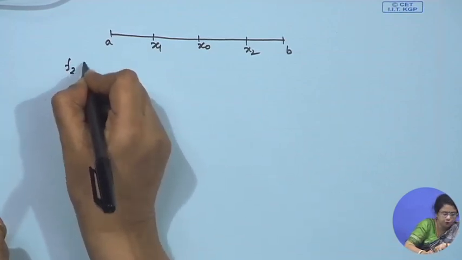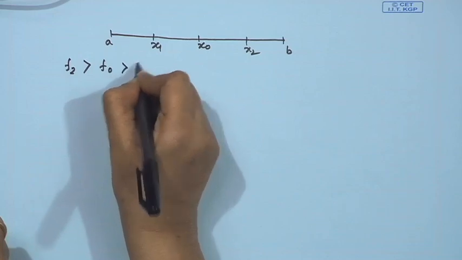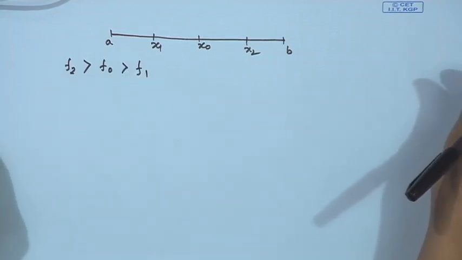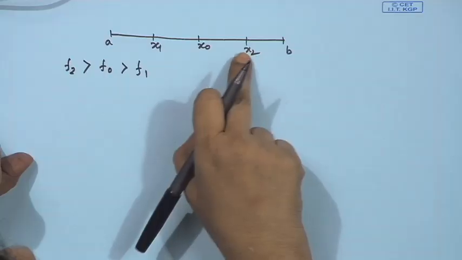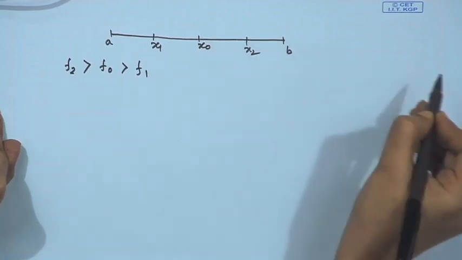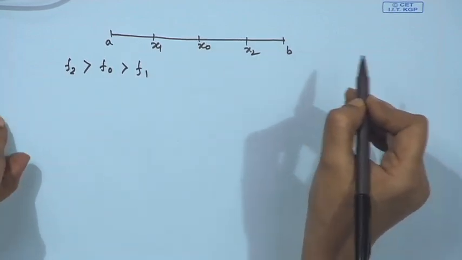If f2 is greater than f0 and f0 is greater than f1, and we are looking for the minimum value of the function, certainly we are sure the function is unimodal. That is why there is only one minimum within the interval. The minimum cannot lie within the region from x2 to B, because the function is gradually increasing. Okay? That is why we will discard a part of the interval. Which part will we discard?